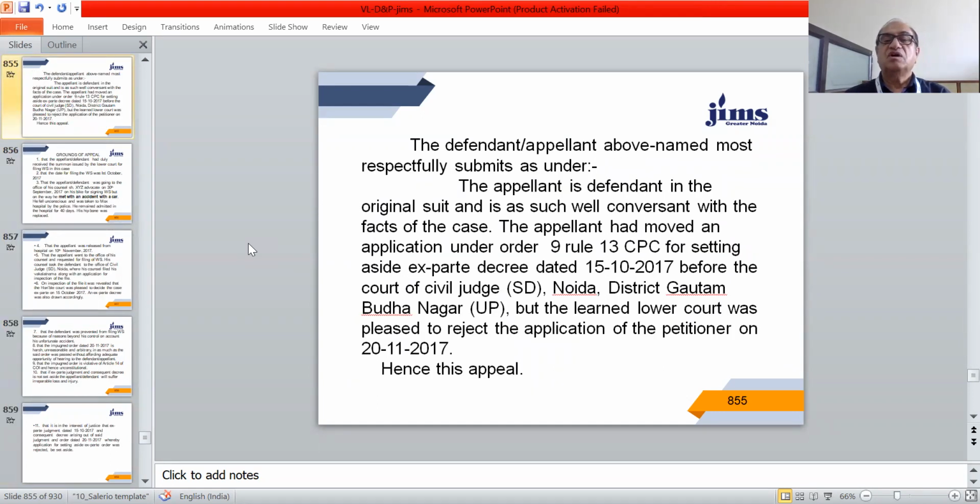Now the opening paragraph is to be drafted like this. The defendant appellant above named most respectfully submits as under. The appellant is defendant in the original suit and is as such well conversant with the facts of the case. The appellant had moved an application under Order 9 Rule 13 CPC for setting aside ex parte decree dated 15th October 2017 before the Court of Civil Judge Senior Division Noida, but the lower court was pleased to reject the application of the petitioner on 20th November 2017, hence this appeal.